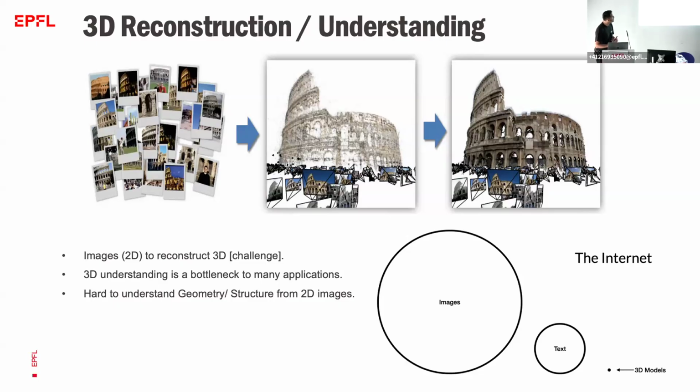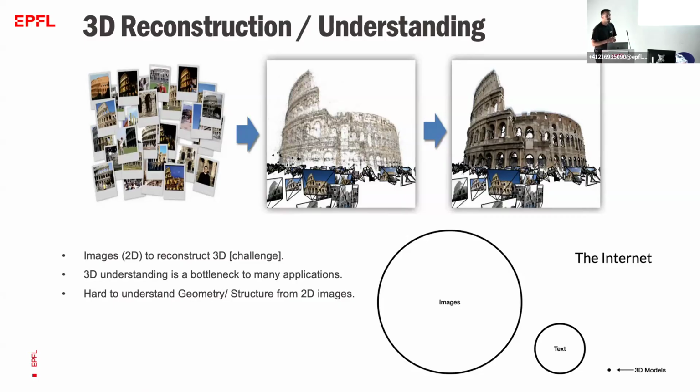What we want to do in this case is take all the image data possible on the internet and try to reconstruct scenes. For example, in this particular case, everybody has taken a bunch of images of the Colosseum in Rome, where Federico comes from. But the exact 3D model of this particular architecture is not available. So we want to exploit this 2D data to reconstruct it.